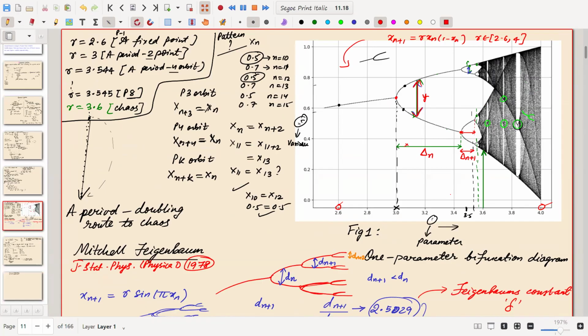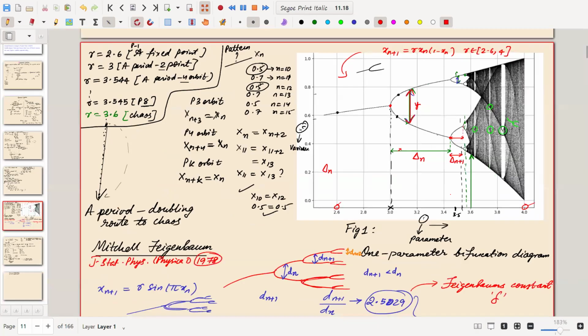Now what about the x-axis? Does it hold a pattern? Yes. If you take delta n plus 1 divided by delta n, it still converges to a value, 4.66. Delta n plus 2 divided by delta n plus 1 also you will get 4.66. So it also has a constant. Means the map behaves in a particular way in the x-axis and in the y-axis.